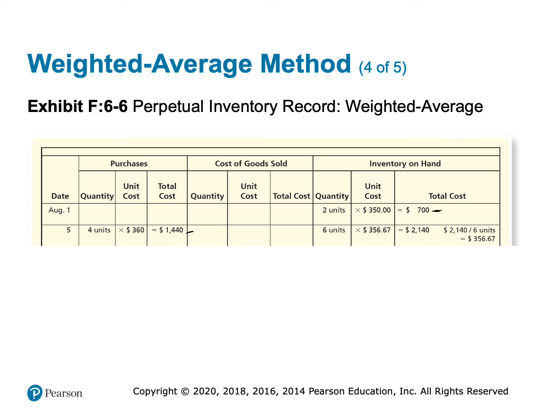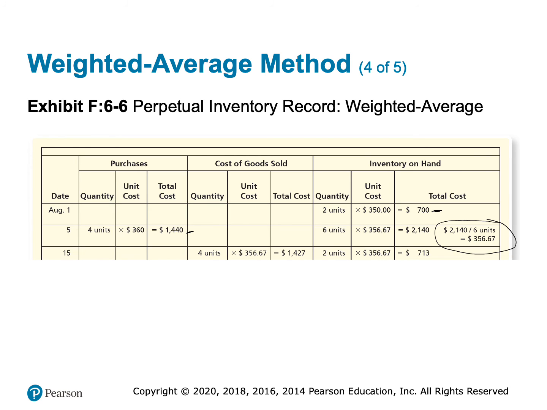So to calculate my weighted average unit cost, I'm going to take my total cost of $2140, divide it by the units on hand of 6, and I get a weighted average unit cost of $356.67. So now when I sell 4 units, I'm going to use the weighted average unit cost as my cost per unit. So 4 times the 356.67 is how I get my cost of goods sold of 1427. If I had 6 units and I sold 4, then I have 2 left on hand. 2 times 356.67 is approximately 713. There's a little bit of rounding difference, I know.